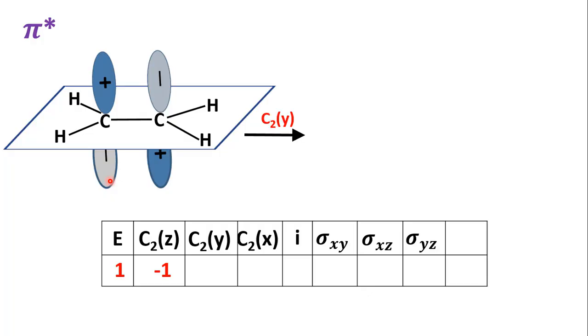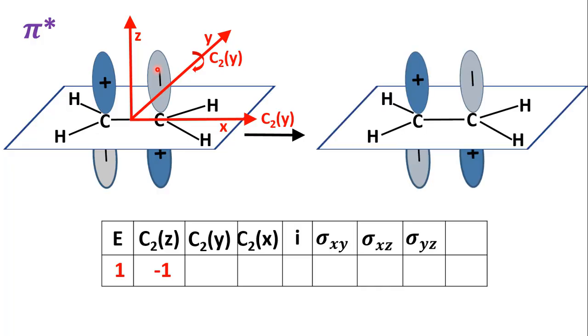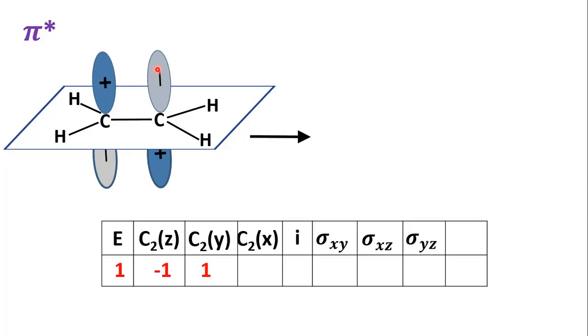Next we come to C2y, that is 180-degree rotation about the y-axis. The y-axis is present in the molecular plane between the 2 2p orbitals, and upon rotation, this positive lobe will come here, and this negative lobe will come there, and there is no change in the signs. And since there is no change in the sign, the operation is symmetric, and we get plus 1. Next we come to C2x, the 180-degree rotation about the x-axis.